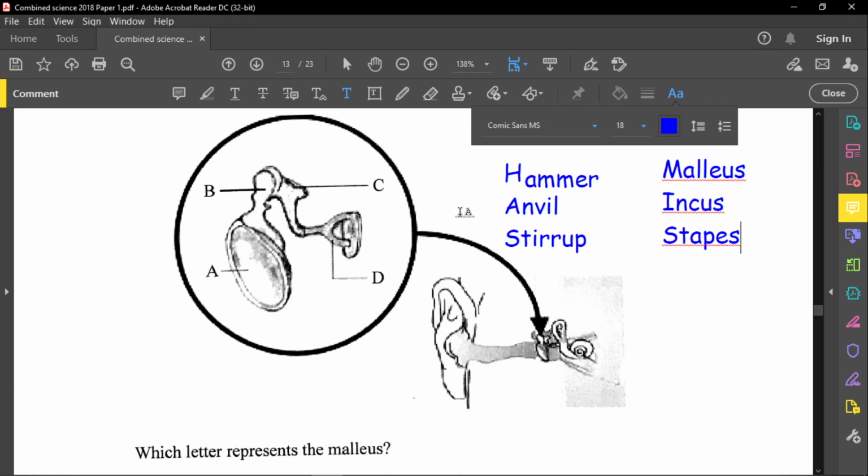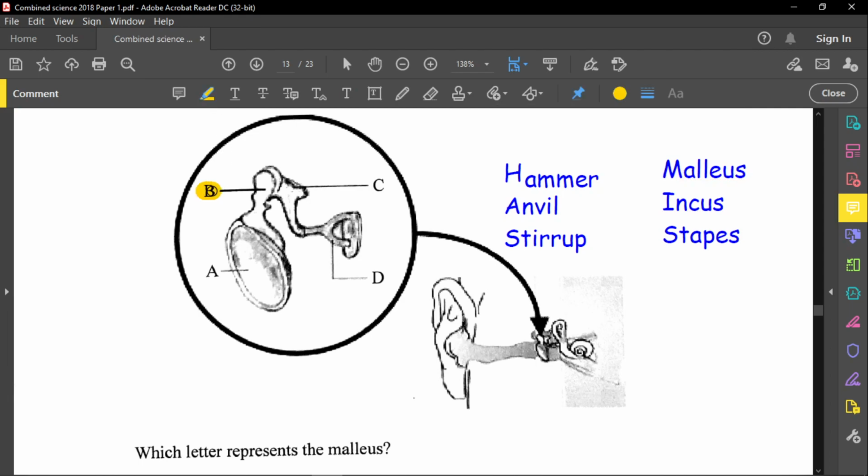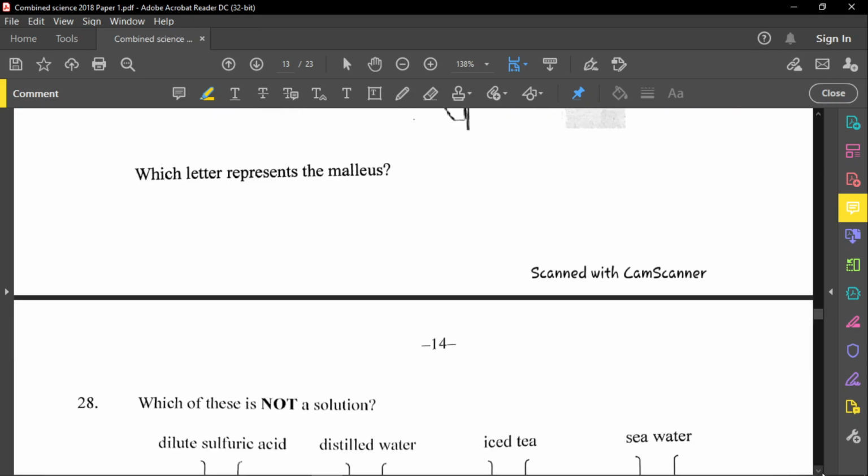So the first one is the malleus. And so B is the first bone. So this is malleus here, incus, and then stapes. A is the eardrum. Okay. All right. So we know that B is definitely our answer right there, as miss. The three bones in the human ear. And these are the three smallest bones of the body.